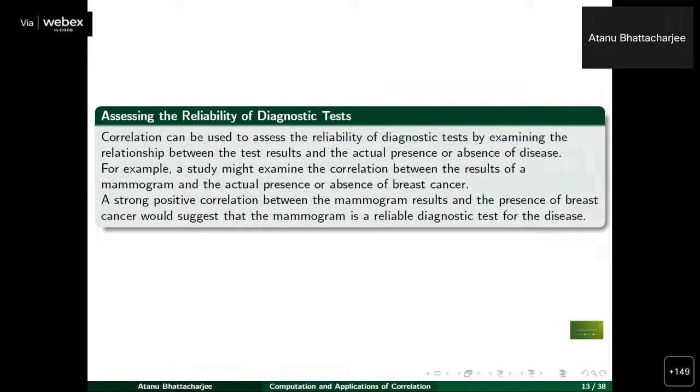So basically the fundamental things are based on the correlation coefficients. In the simplest terms, if a strong positive correlation exists between mammography result and presence of breast cancer, it suggests that mammography is a reliable diagnostic test for the disease.